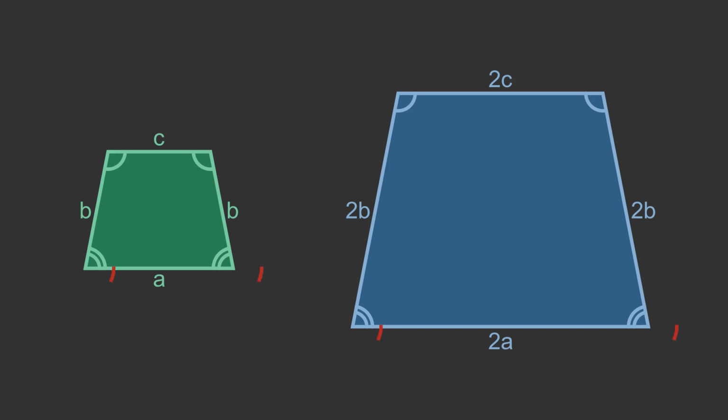If we look at the angles, the two angles at the base of the large shape are equal to the two angles at the base of the small shape. And the two angles at the top of the large shape are equal to the two angles at the top of the small shape. So the four corresponding angles in both shapes are equal. This proves that the shapes are similar.